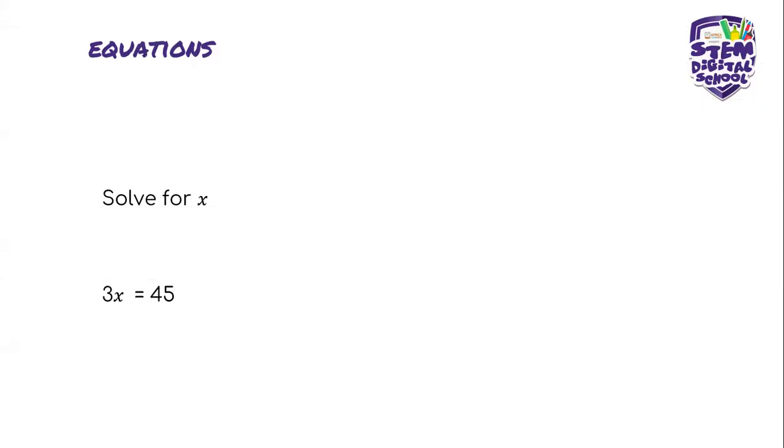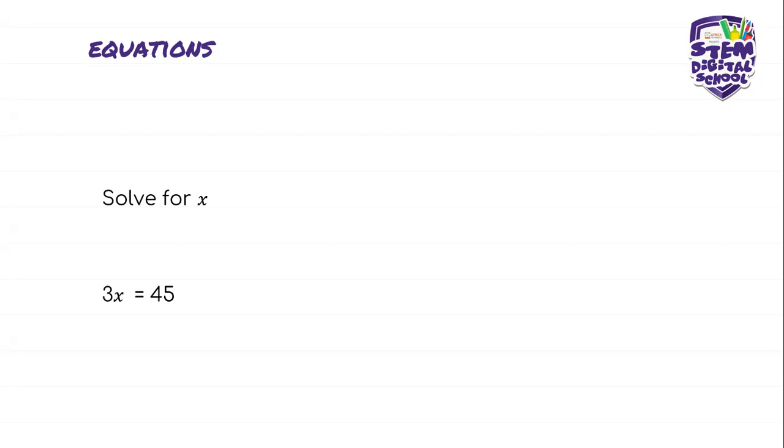So there are two ways, in my view. You can do this by inspection. You can see that 3x is equal to 45, and then if you multiply 3 by 15, you will definitely get 45. And so by inspection, you can see that the value of x is 15.